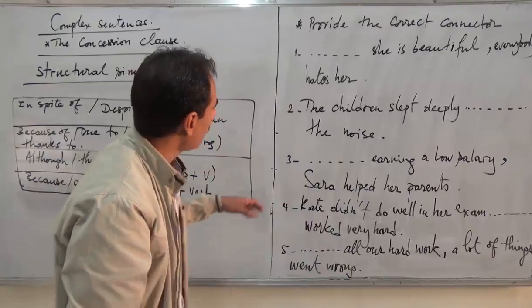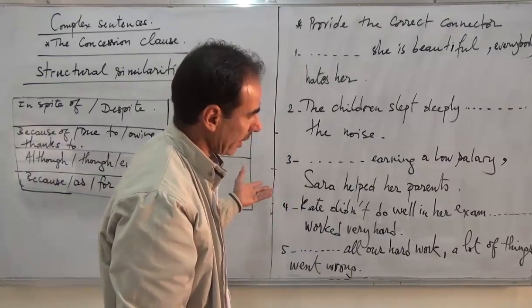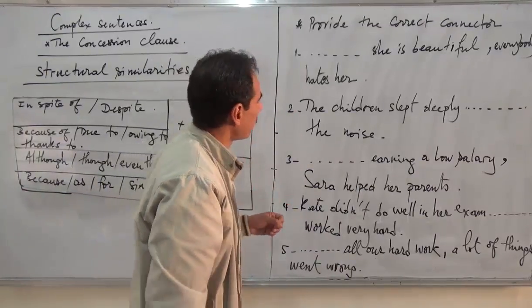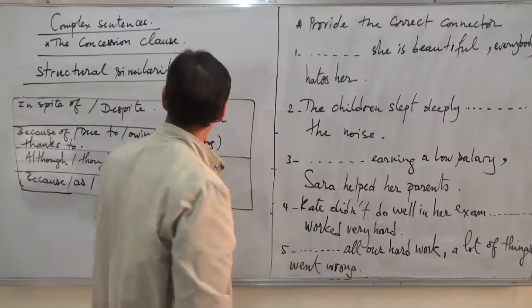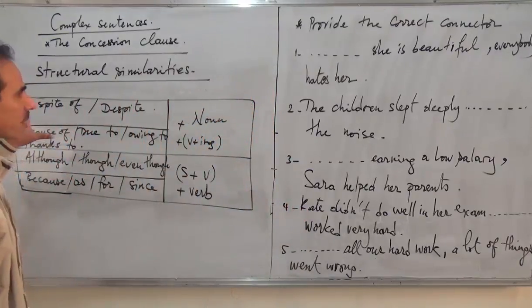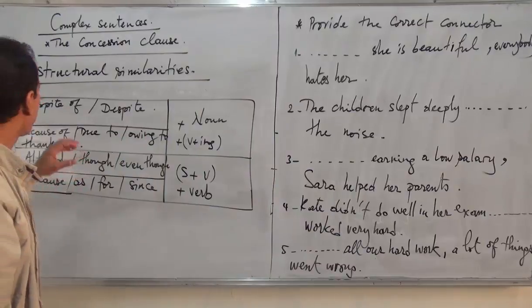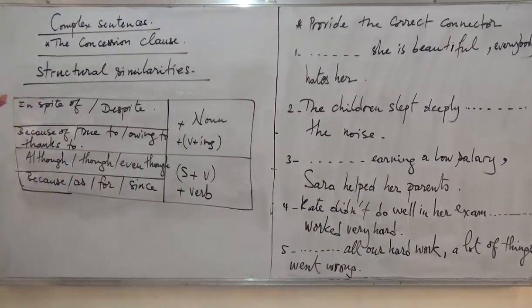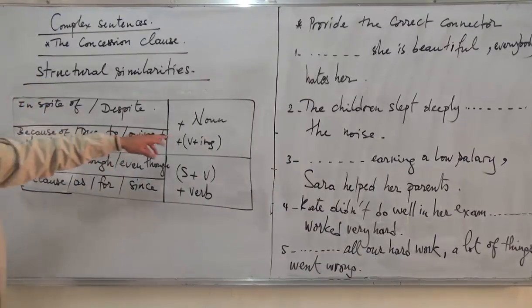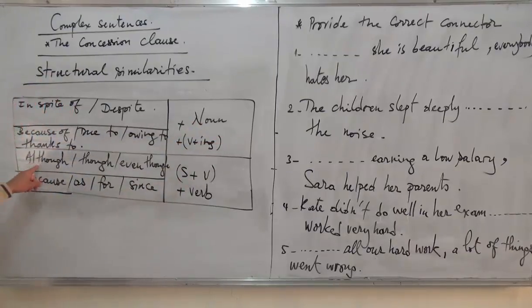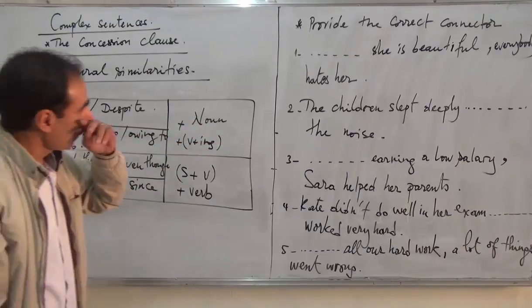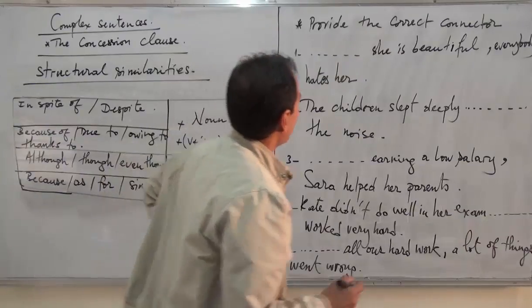Alright, so here we have examples, a very easy exercise. We don't need to be very clever to do it. It is just which type of connecting words. The first type, which is in spite of, despite, accepts only nouns after, or although, though, even though, which accept a subject and verb after.